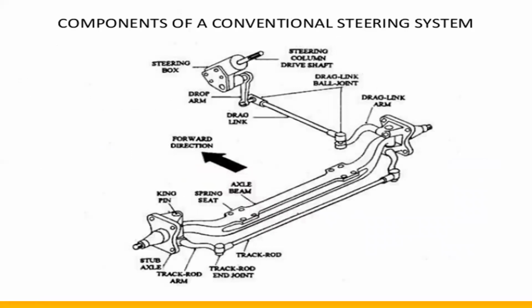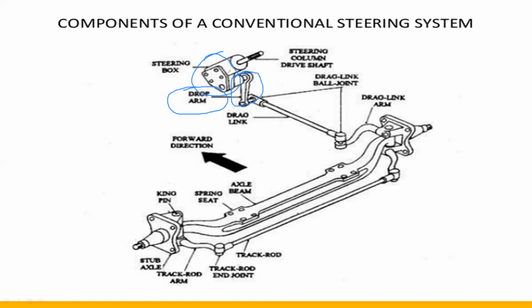You can see this diagram. The pitman arm or drop arm, this one. Okay, so it is the steering box. The pitman arm or drop arm is connected to that steering box. So it is the main one. The steering box and the drop arm are the main ones.